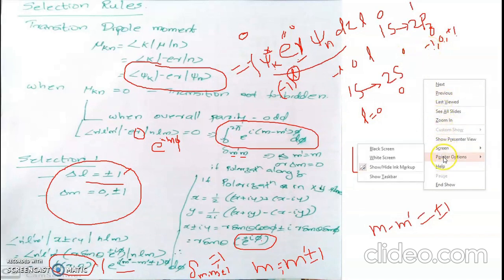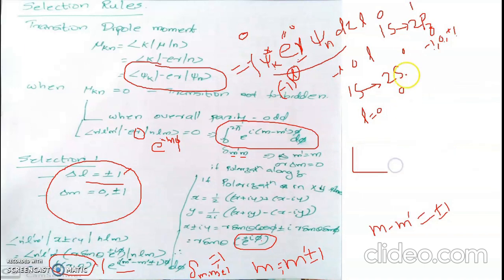When the transition is from 2px to 2pz, the change in m value is 0. When the transition is from 1s to 2py, then also the change in m value is +1. So, for the transition from 1s to 2p, whether it is 2px or 2py or 2pz, all these are permitted since all these transitions satisfy both of these selection rules. So, transition from 1s to 2p is permitted, whereas transition from 1s to 2s is not permitted.